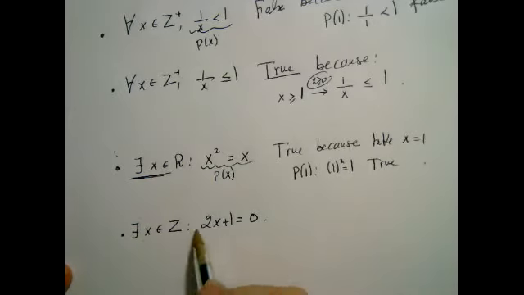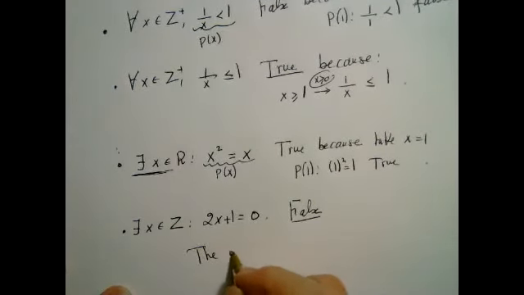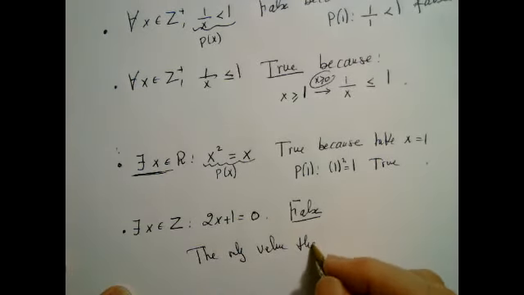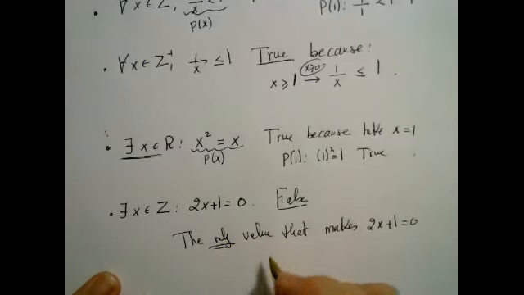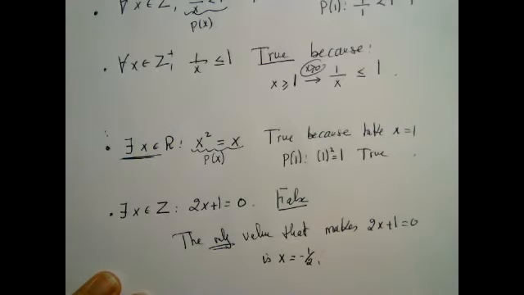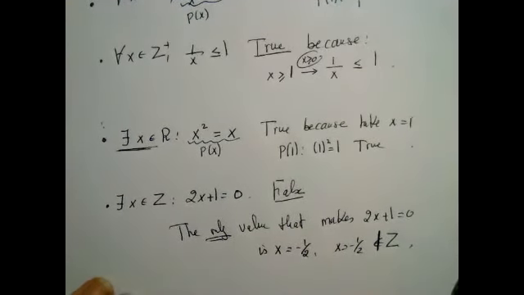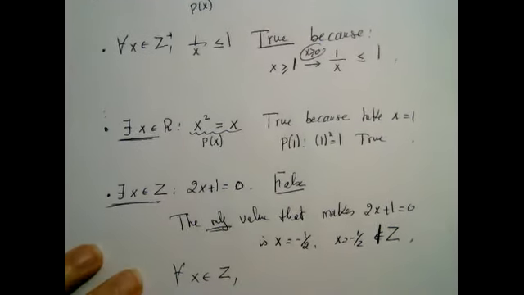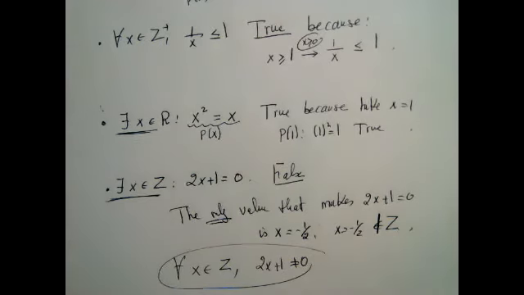So can you find an x such that 2x plus 1 equal to 0? Everybody, false, because the only value that makes 2x plus 1 equal to 0, there is only one, is x equal minus a half, and minus a half is definitely not an element of Z. So only one number makes it true, which is minus a half, which is not in Z, and my domain is Z. It means no matter what x you take in Z, this term will have to be different from 0, because the only one that makes it 0 is minus a half.